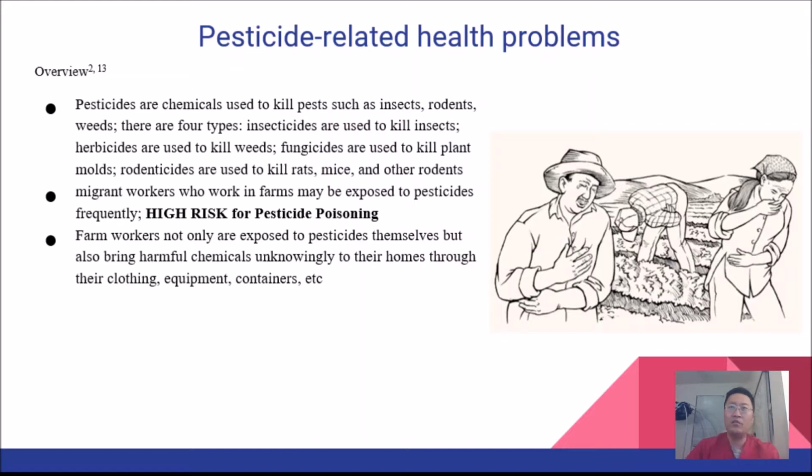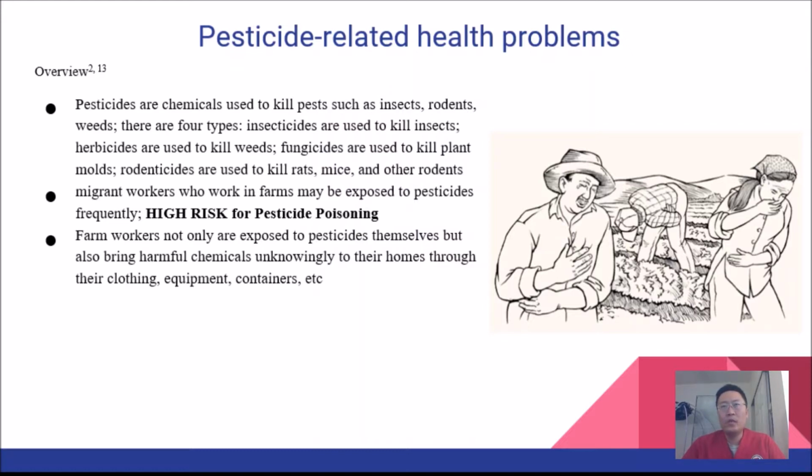Pesticides are chemicals used to kill pests, such as insects, rodents, weeds. There are four types. We have insecticides that are used to kill insects. We have herbicides that are used to kill weeds. We have fungicide that are used to kill plant molds. We have rodenticides that are used to kill rats, mice, or other rodents.